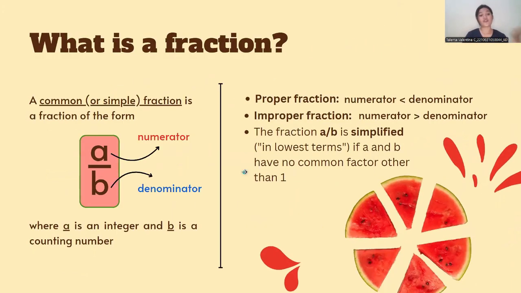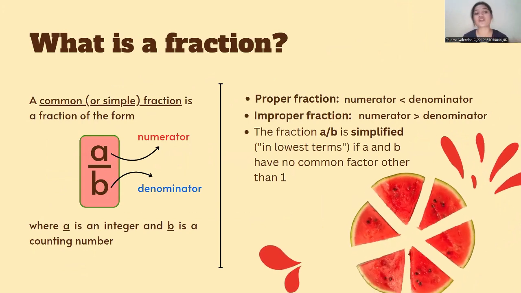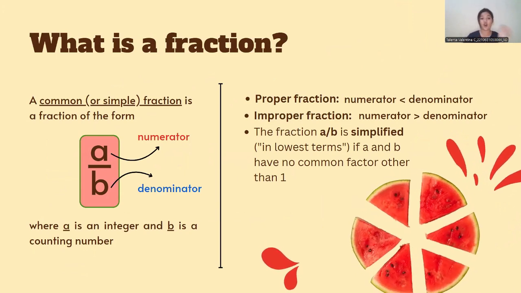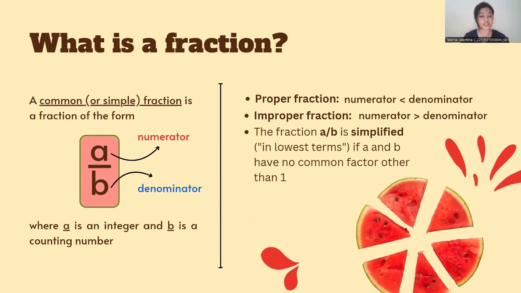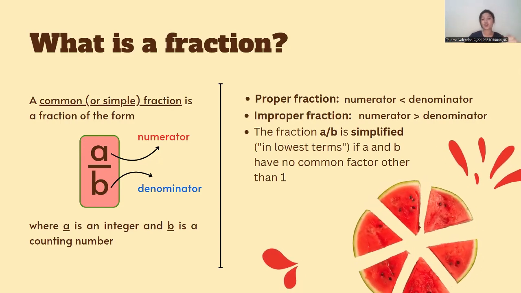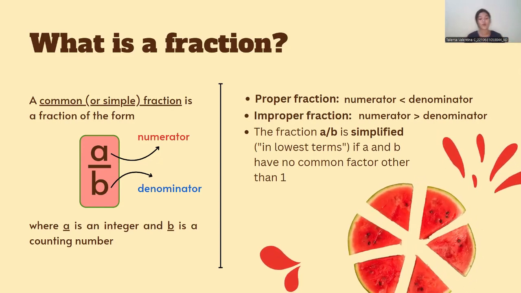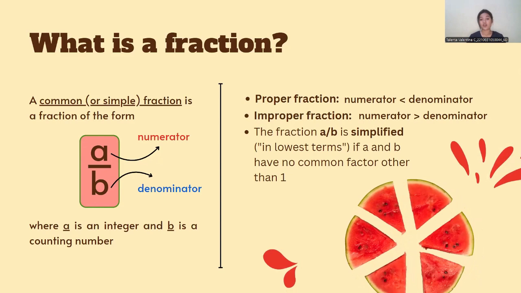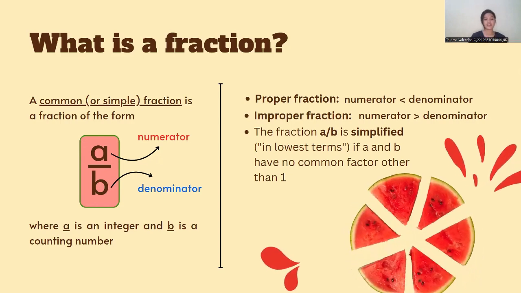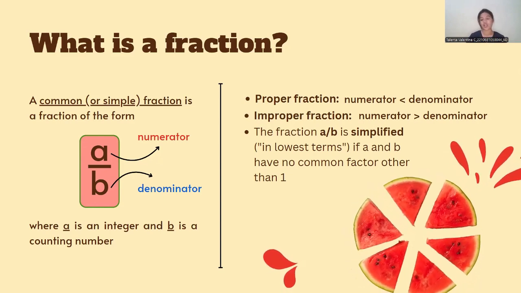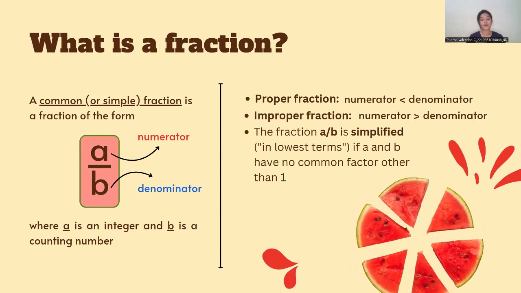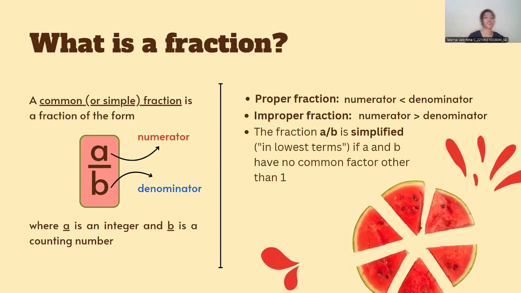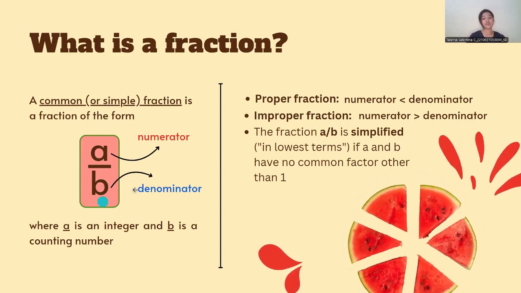First, what is a fraction? A common or simple fraction is a fraction of the form A over B. A is called the numerator, which tells us how many parts we have. And B is the denominator, which tells us how many equal parts make up the whole, where A is an integer and B is a counting number.